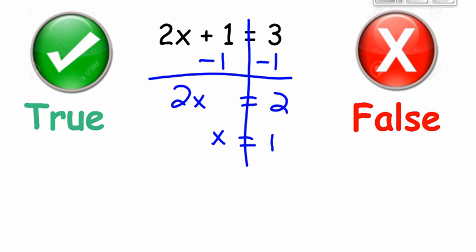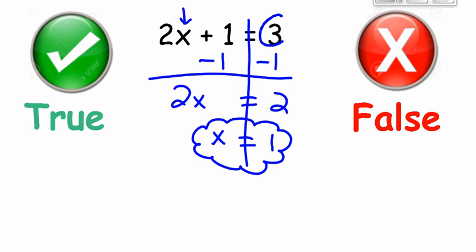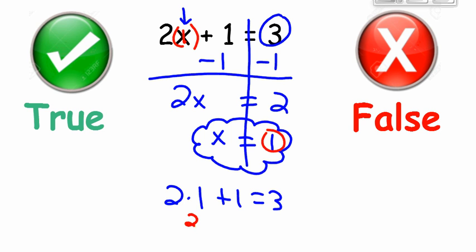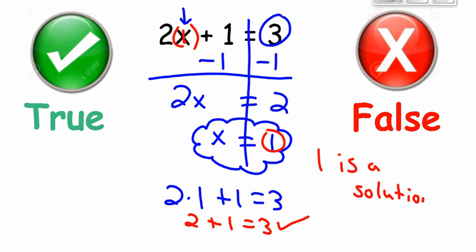Well, x equals 1, if this is truly a solution, then when I plug 1 back in for x right here, I should get 3. So let's see what happens. 2 times 1 plus 1 equals 3. All I did is take this 1 right here and substitute it in for x right there. And 2 times 1 is 2, plus 1 equals 3. So that does check. So then we can say that 1 is a solution.